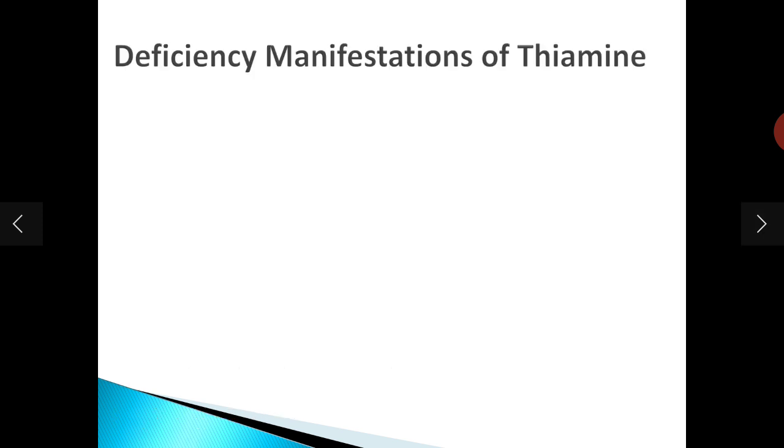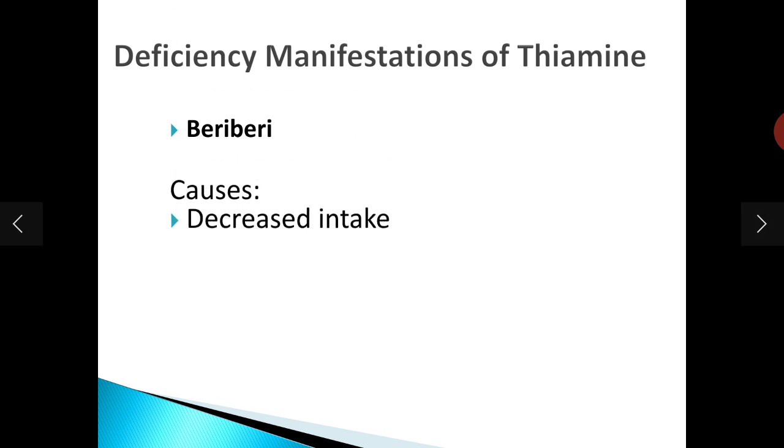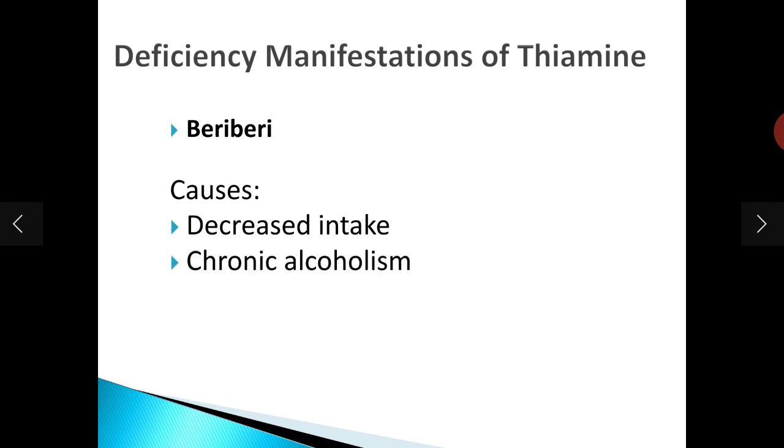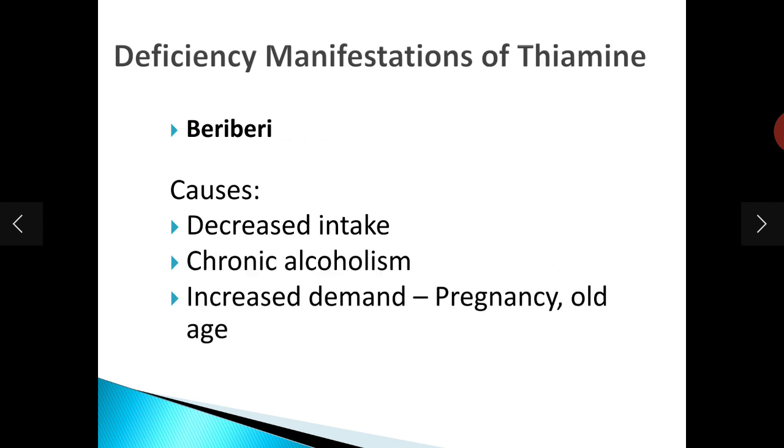Okay, so the deficiency manifestations of thiamine. It mainly causes beriberi. Deficiency of thiamine leads to a condition or disease called beriberi. The causes for the deficiency are decreased intake, chronic alcoholism, or an increased demand like pregnancy and old age, and if we eat raw fish. So these are the causes of beriberi or thiamine deficiency.